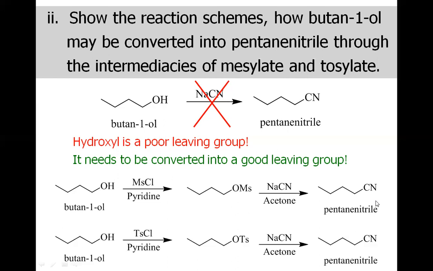A similar scheme may also be followed when we have the tosylation of this alcohol rather than the mesylation. In this case, we will treat the alcohol with tosyl chloride, which will generate this intermediate, and then the cyanide ion will attack this alpha carbon, and the OTs negative ion, that is called tosylate ion, will be removed, and we will have this pentanenitrile.